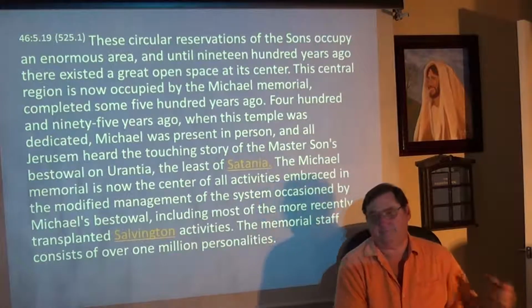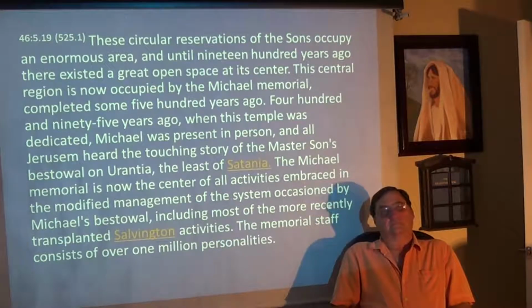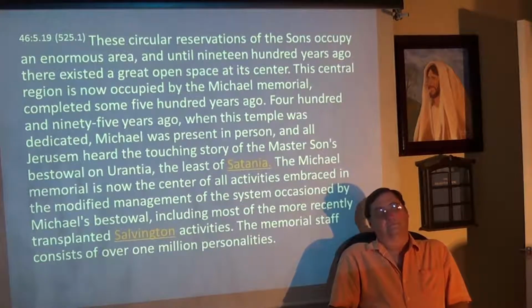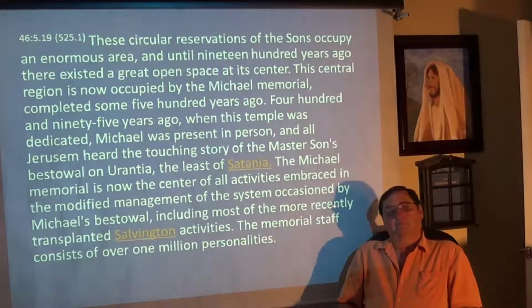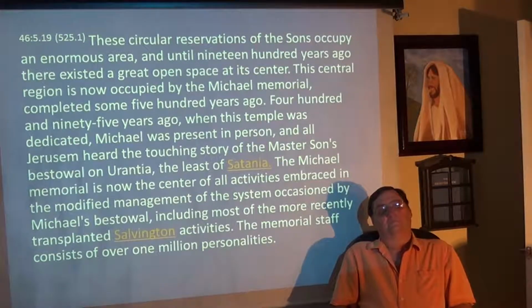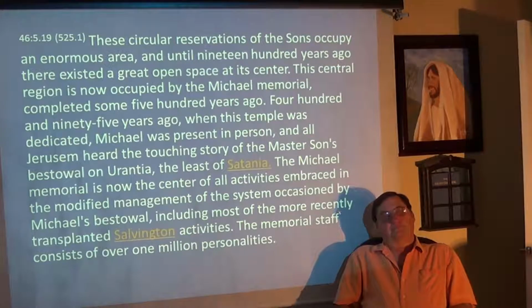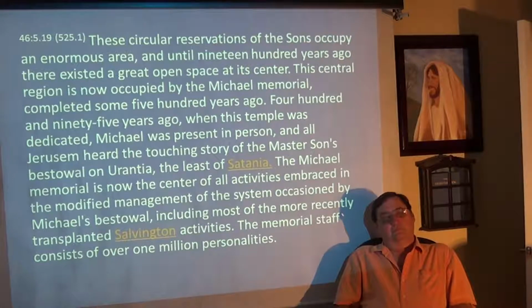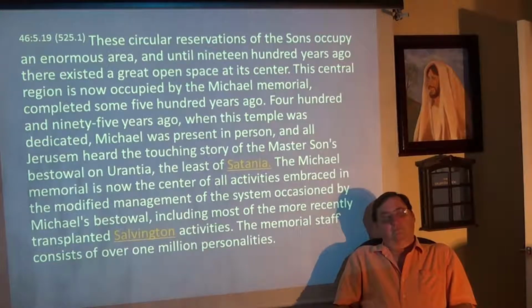Okay, Diane. These circular reservations of the suns occupy an enormous area, and until 1900 years ago there existed a great open space at its center. This central region is now occupied by the Michael Memorial, completed some 500 years ago. 495 years ago, when this temple was dedicated, Michael was present in person, and all Jerusalem heard the touching story of the Master Son's bestowal on Urantia, the least of Satania. The Michael Memorial is now the center of all activities embraced in the modified management of the system occasioned by Michael's bestowal, including most of the more recently transplanted Salvington activities. The memorial staff consists of over 1 million personalities.